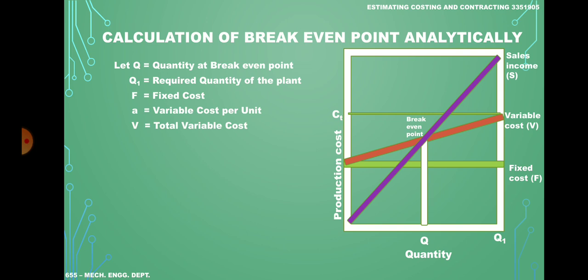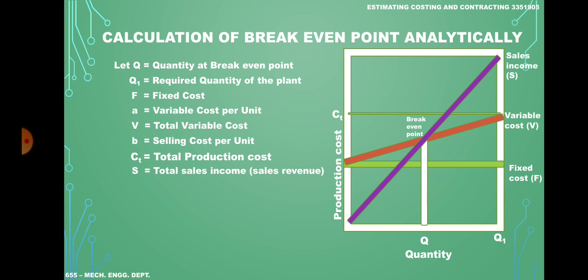V is total variable cost. B is selling price per unit. The cost consumed for selling one product is known as selling cost per unit. CT is total production cost. Capital S is total sales income or sales revenue.